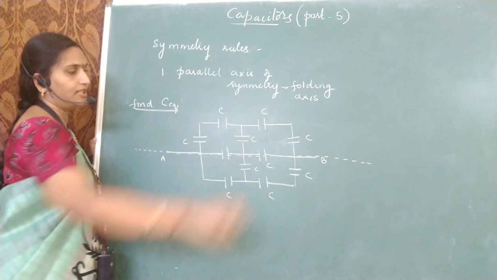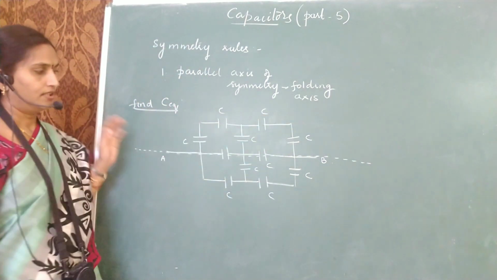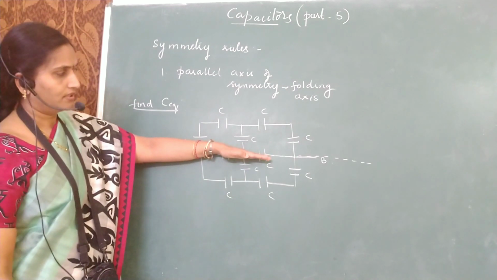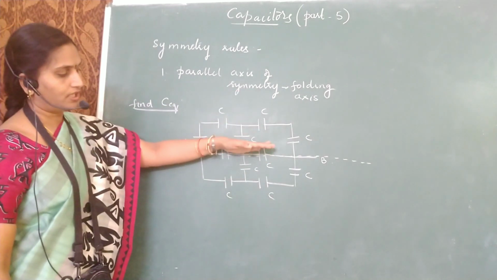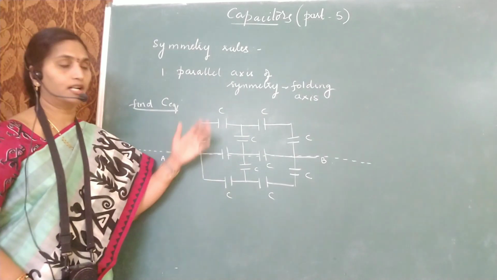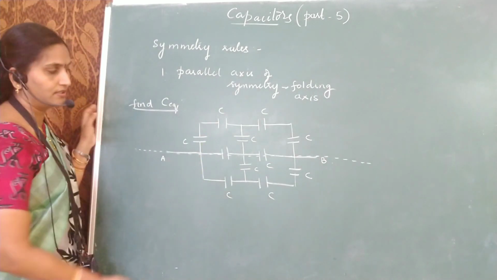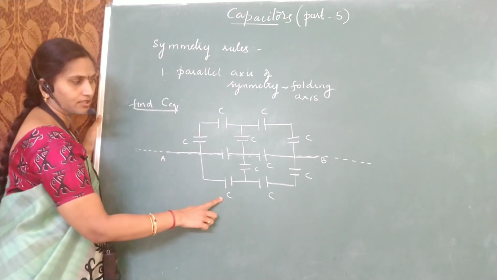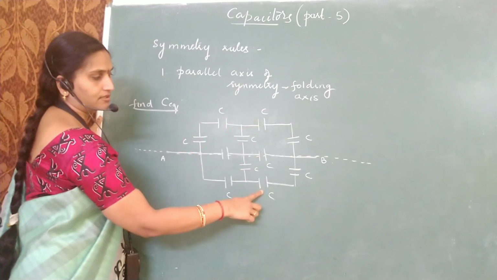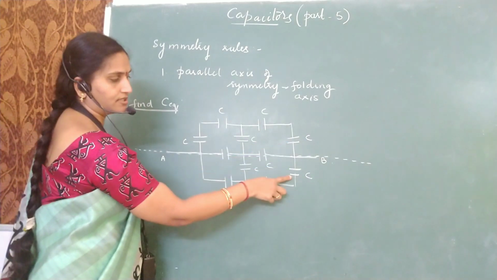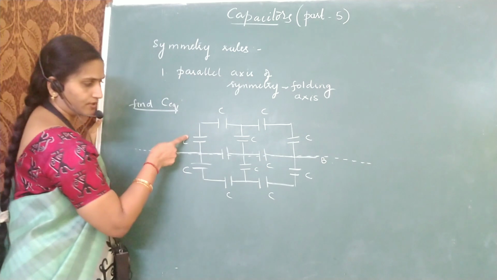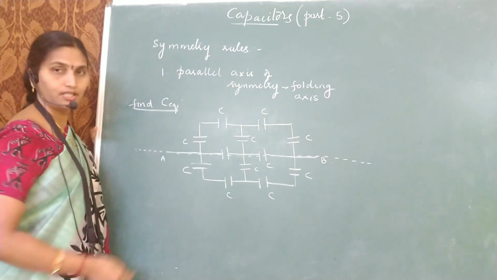To determine this equivalent capacitance, first consider an axis which is passing through AB. Imagine a line passing through AB, and this is your reference line. The upper part of the circuit and the lower part of the circuit, are they mirror images of each other? That means for every capacitor lying on the top, there is a capacitor at the bottom. For this capacitor, this is the image. For this capacitor, this is the image. These two capacitors are mirror images of each other.